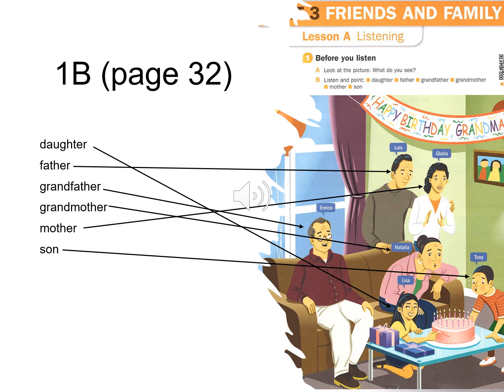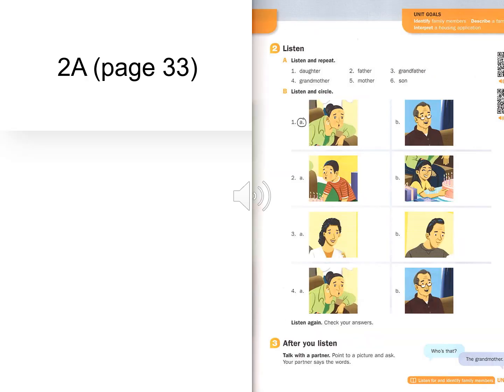Here are the answers. Compare what you see on the screen to what you did in your book. How did you do? Page 33, Lesson A. Exercise 2A.